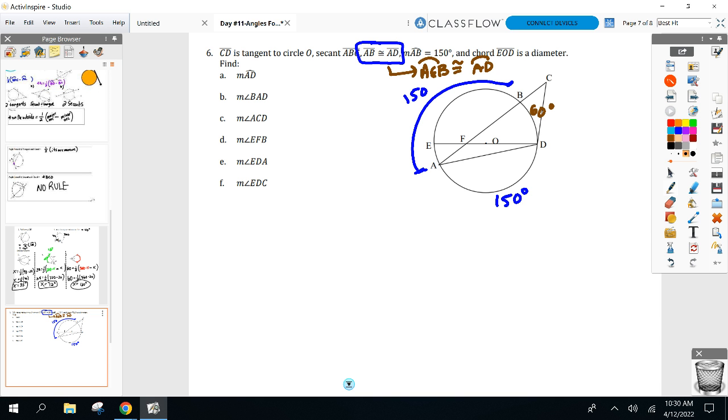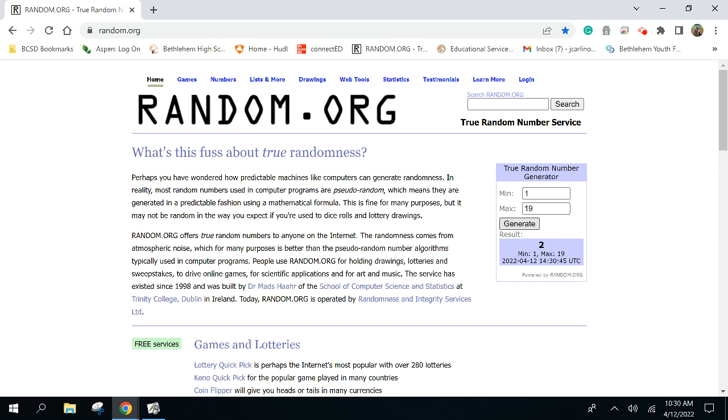Let's start with arc EA. Degree measure of arc EA. 30. Diameter, right? EOD is a diameter, cuts it into two 180s. What's going to be EB then? You could do it a couple different ways, but what's going to be EB? That should be how many degrees arc EB?